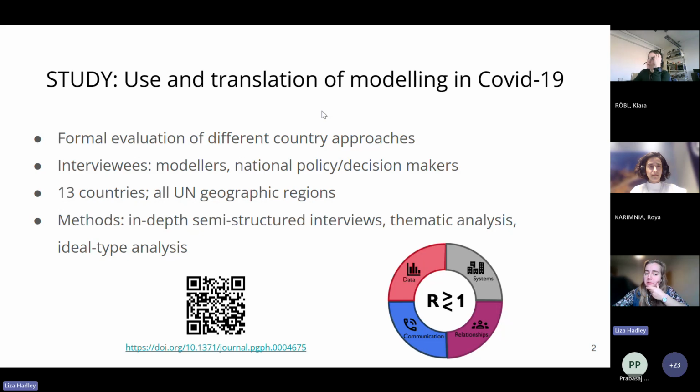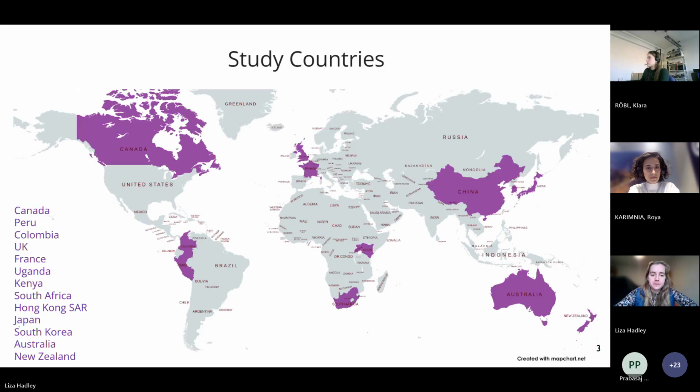So our study, which we called the use and translation of modelling into policy. So just some details, and then I'll launch into the results. It was a formal evaluation of different country approaches. We held interviews with national modelers and national policy and decision makers, and some science advisors too, in 13 countries, with at least one country from each UN geographic region. Methods were in-depth semi-structured interviews, thematic analysis, and ideal type analysis. In terms of study countries, we tried to get a breadth of responses to see how different countries were doing things. So we looked at Canada, Colombia, Peru, France, UK, Kenya, Uganda, South Africa, Hong Kong, Japan, South Korea, and Australia and New Zealand.